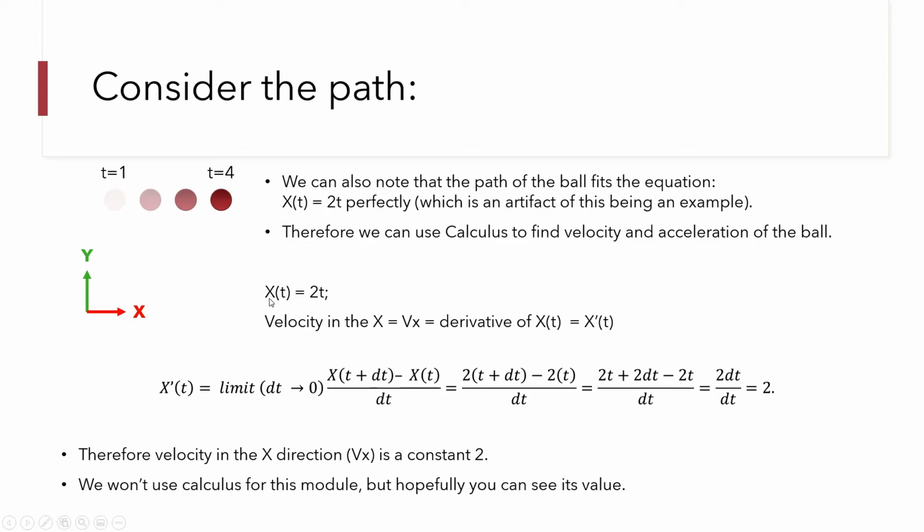So if I take the function x of t is equal to 2t, and I want to find the velocity of x, which is equal to the derivative of x as a function of time, right? And we can express this as x prime. We can also express it as x dot, but there's lots of different ways of showing the derivative. So the definition of the derivative is the limit as the change in time goes to 0 of x of the current time, or t, plus the change in time minus x of t.